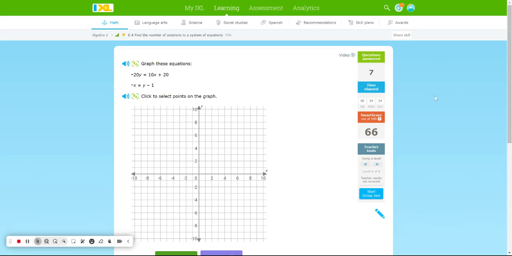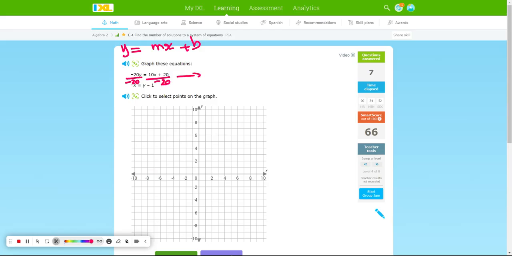So the next problem, we do the same thing. They don't give you the slope-intercept form, but you can get it by solving for y. So here's your slope-intercept form, y equals mx plus b. Look at the first equation over here. It's not quite y on the left side, so I would divide by negative 20 on both sides.